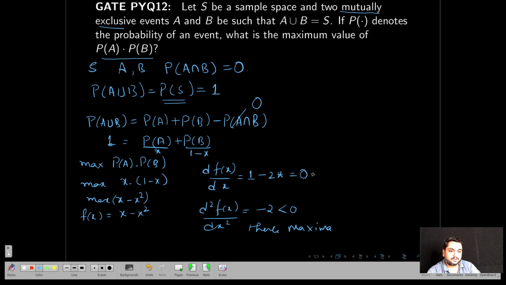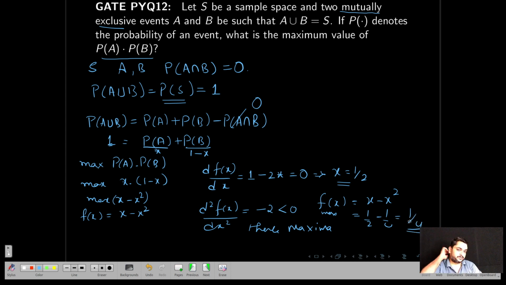So equate this to 0. That implies x equal to 1 by 2. Now what is the f of x maximum value? This is nothing but x minus x square, right? So put that value here: 1 by 2 minus 1 by 4. So we will get 1 by 4. This is the final answer. A very beautiful question.